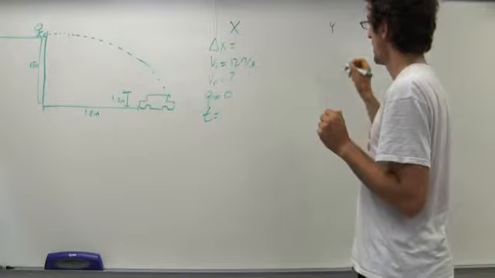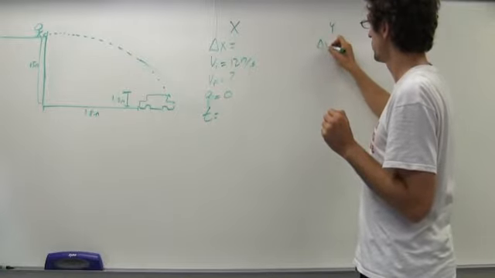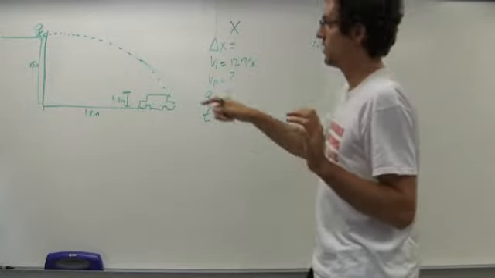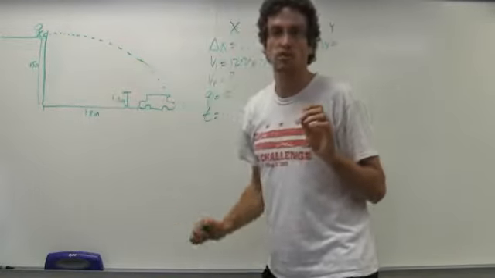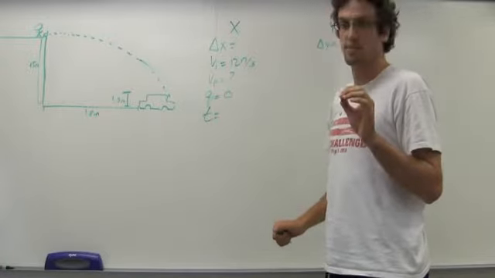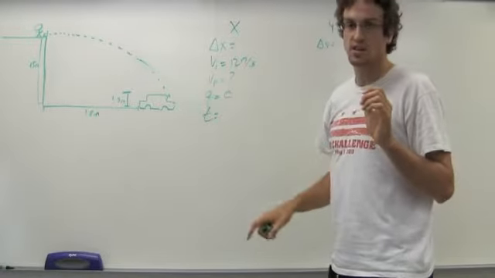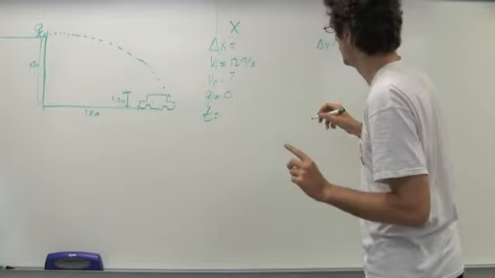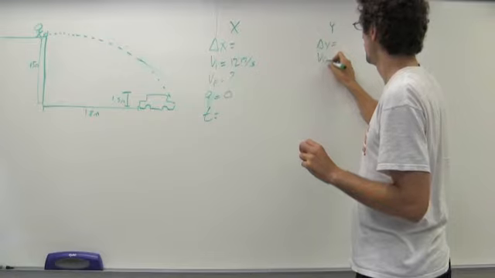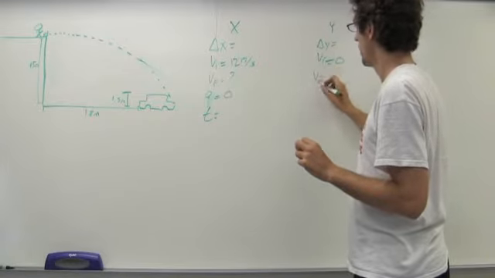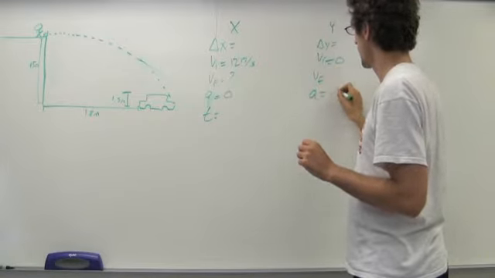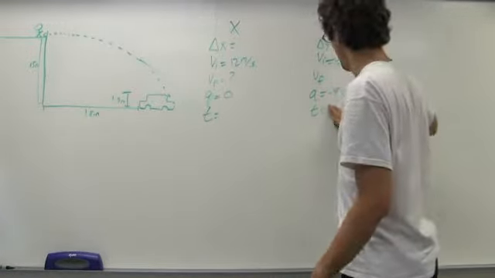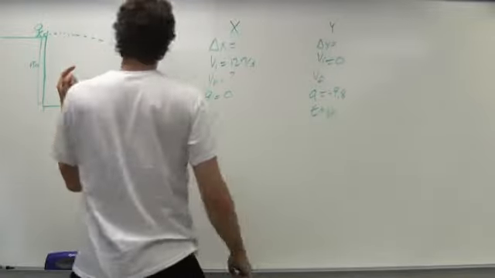In the Y direction, we have change in Y. We know that how far the pumpkin goes to the ground is 15 meters. And we know the height of CA's car, but we haven't quite figured out what our end game is, so let's hold off on that for a second. V initial is 0. V final, we don't know. Acceleration is negative 9.8. And time, we don't know. So now let's consider what options we have.